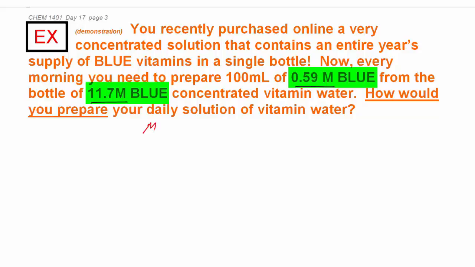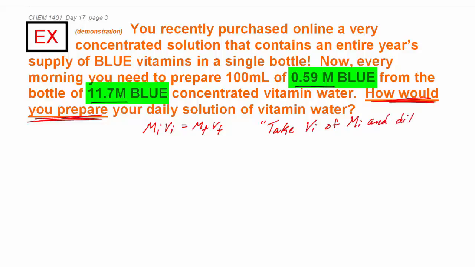So we could go ahead and write our equation down in the first place. MiVi equals MfVf. And when you see the words, how would you prepare, this is the statement that's the easiest and the most concise to make: take Vi of Mi and dilute to Vf to get Mf. We just need to figure out what these variables are going to be.